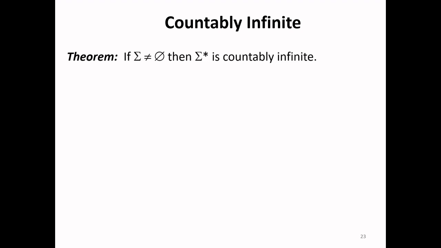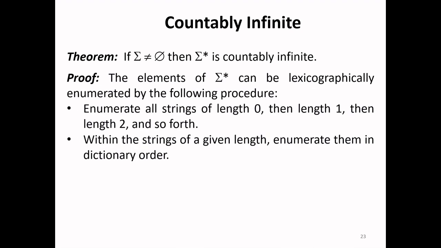Let us discuss a theorem on countably infinite. If summation is not equal to null, then summation star is countably infinite. The elements of summation star can be lexicographically enumerated by the following procedure. First, enumerate all the strings of length 0, then length 1, then length 2, and so forth. If the length of two strings is the same, then enumerate them in dictionary order.